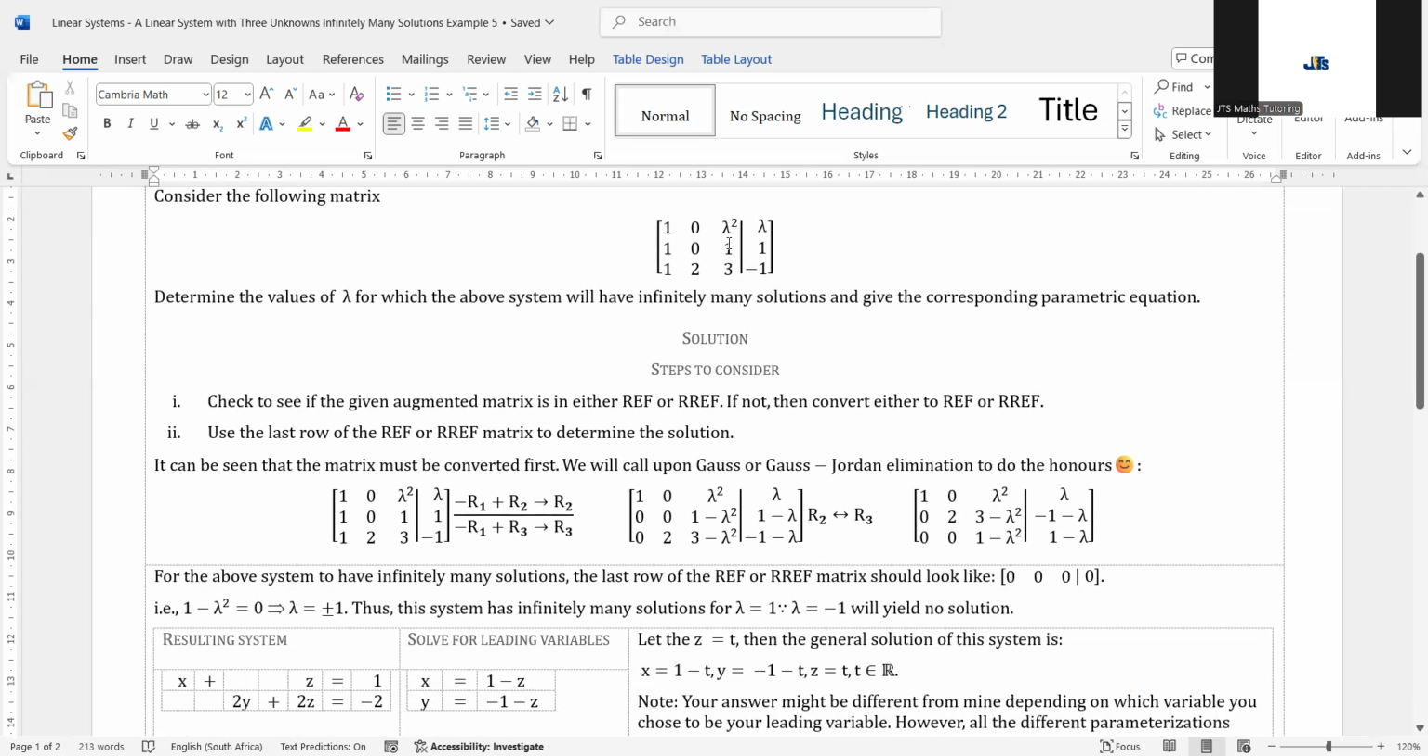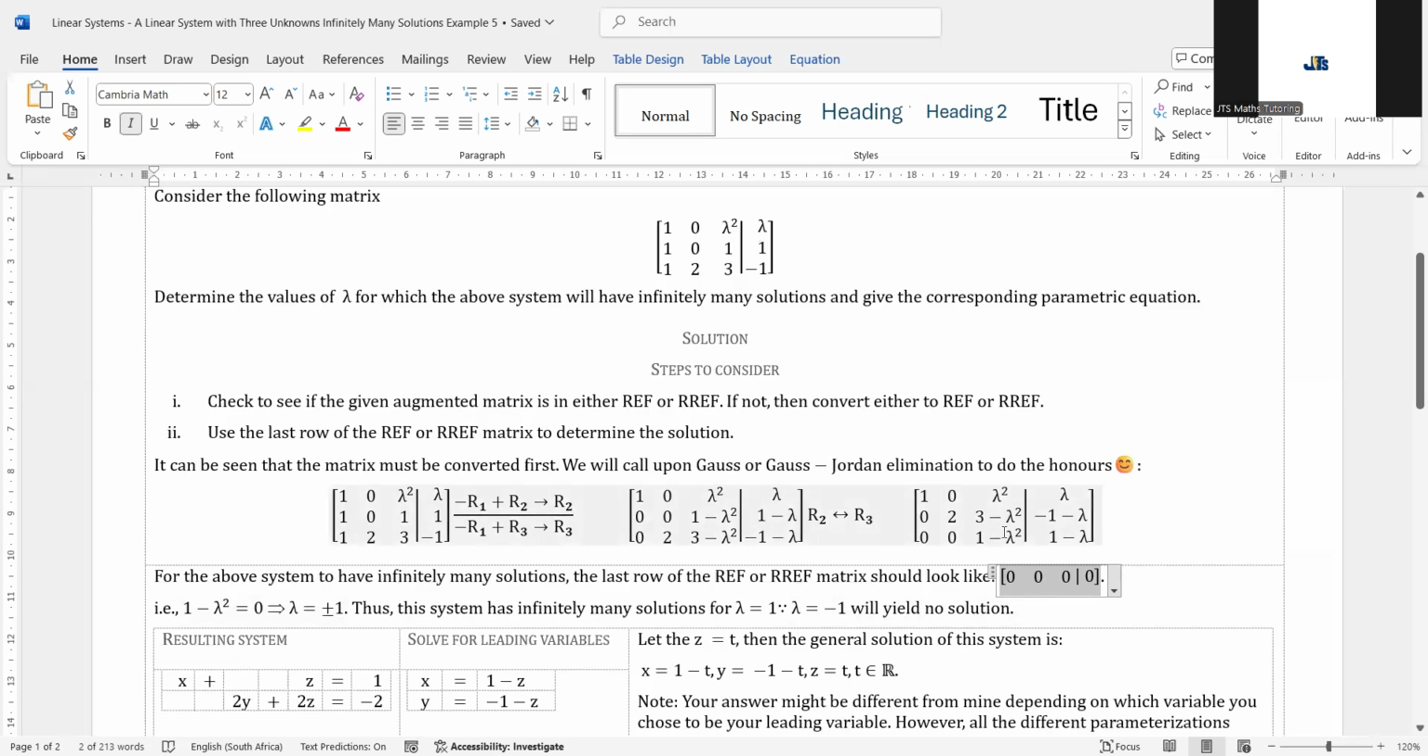So for this system to have infinitely many solutions, the last row of that matrix in reduced row echelon form or row echelon form must look like this. It must be all zeros. That means 1 minus lambda squared should be equal to 0. So solving that, you're going to get lambda is equal to plus minus 1.